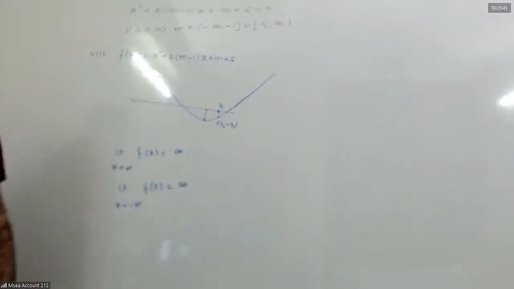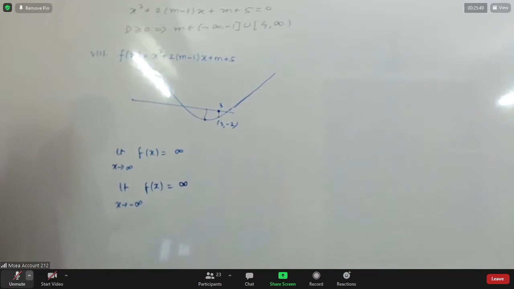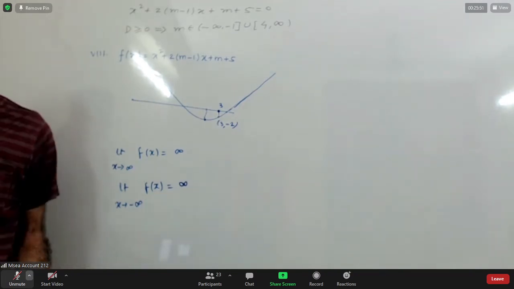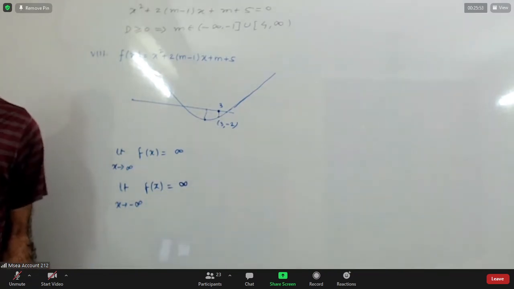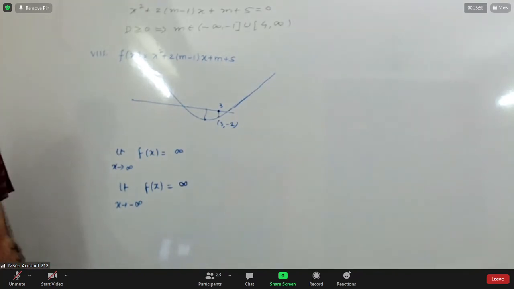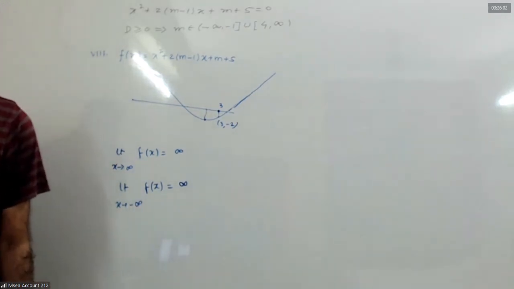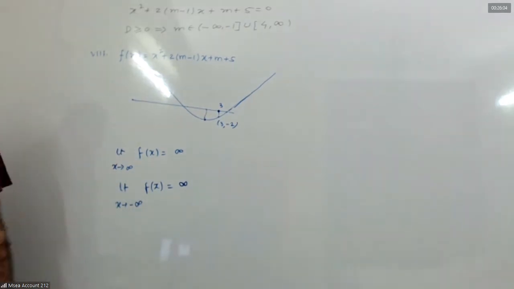Shall I do it? No, sir, we will do it. Just two conditions will remain the same. Only one condition, minus b by 2a, should be less than 3. That's it. Other two conditions will remain the same. Minus b by 2a is less than 3. We need to change only one condition.